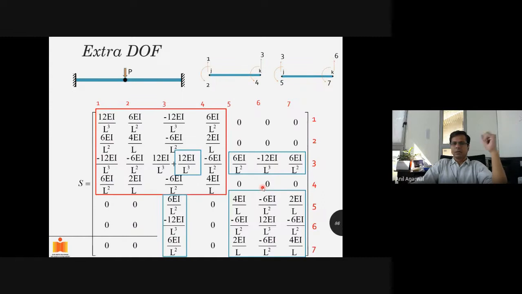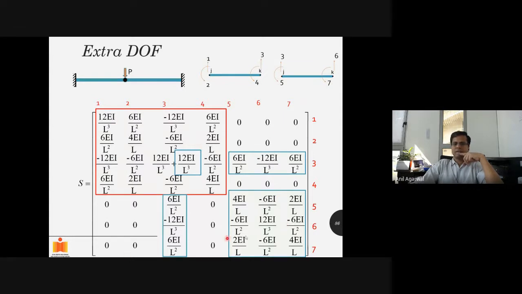Agreed? Now we can simply assemble it. While assembling, we have to remember that the terms corresponding to 5 do not add with the terms corresponding to the 4 degree of freedom, because these are independent degrees of freedom, 4 and 5, right? So 1, 2, 3, 4 will come here directly, but for 3, 5, 6, 7, the 3 terms will go to the 3 terms and will be added. 3 from here will add to 3 from here, but nothing adds to 4. The blue colored boxes correspond to the second member. So the 3 adds to this one, but then you put terms corresponding to 5, 6, and 7 separately. Agreed?